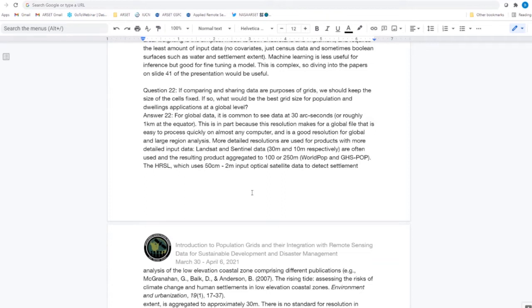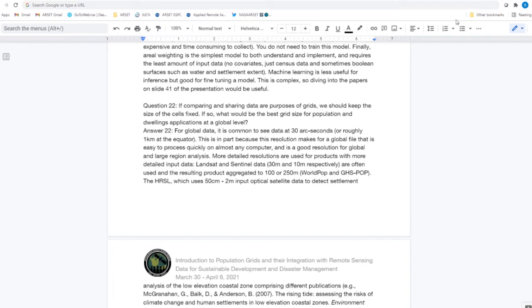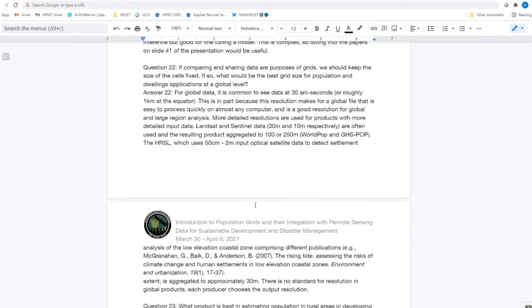If comparing and sharing data are purposes of grids, we should keep the size of the cells fixed. If so, what is the best grid size for population and dwelling applications at a global level? Yeah, so I put in a whole paragraph here, but briefly, for global data, and this is what we do in the POPGRID web viewer for direct comparison, we've aggregated everything to essentially the lowest common denominator, which is 30 arc seconds, or roughly 1 kilometer.